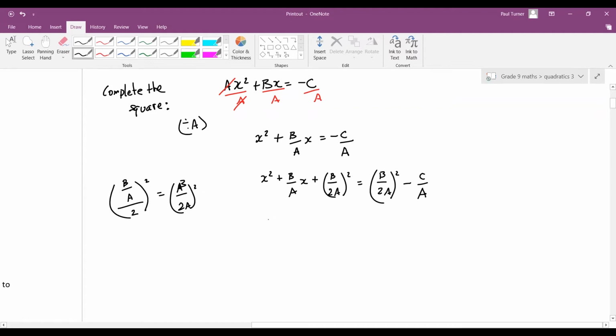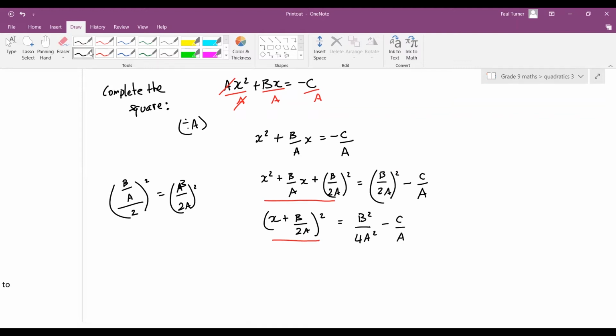So we would have x plus b on 2a. So the square root of that is b on 2a all squared. So that is the complete square here. And then we'll put this together here. So now I'll square top and bottom. So b squared on 2a all squared, so that's 4a squared, minus c on a. Okay.